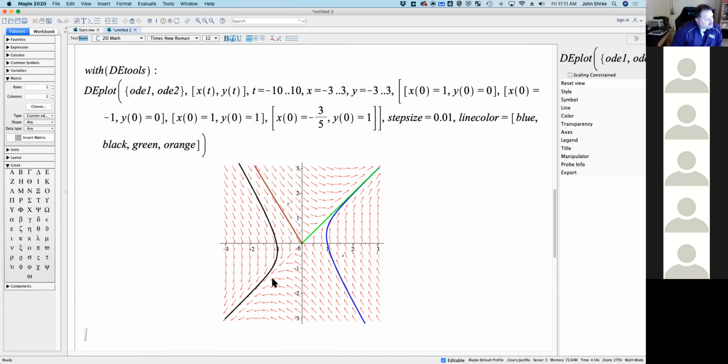Because there's a real eigenvector in the plane, solutions can't cross through that. So there's no chance with a real eigenvalue of you getting a spiral, because if there's a straight line solution, you can't spiral through a real eigenvector that's a straight line.